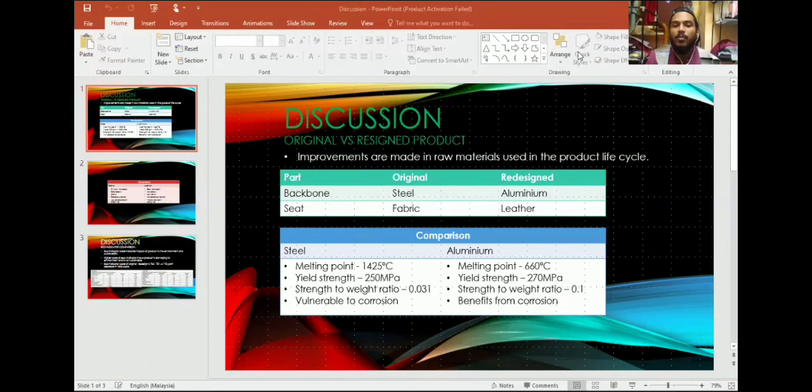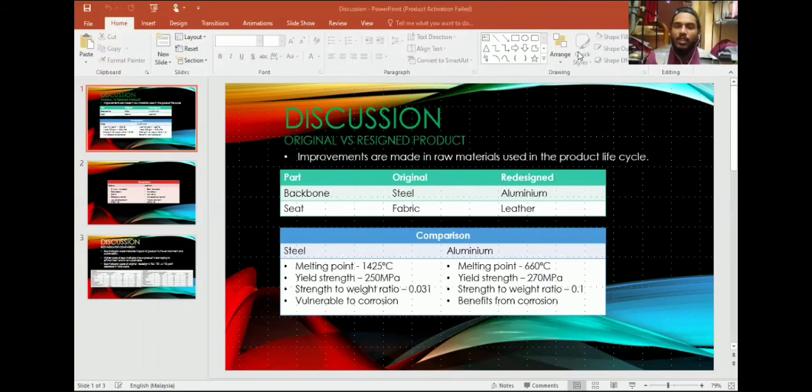But the melting point of aluminum is 660 degrees Celsius. So during the manufacturing process for this raw material to change it into the product, less energy is being used to make the backbone of the chair. For steel, they'll need more energy in terms of electricity or coal or any kind of fossil fuels to heat up the heaters for molding or forging. But aluminium requires less than half of what steel requires.